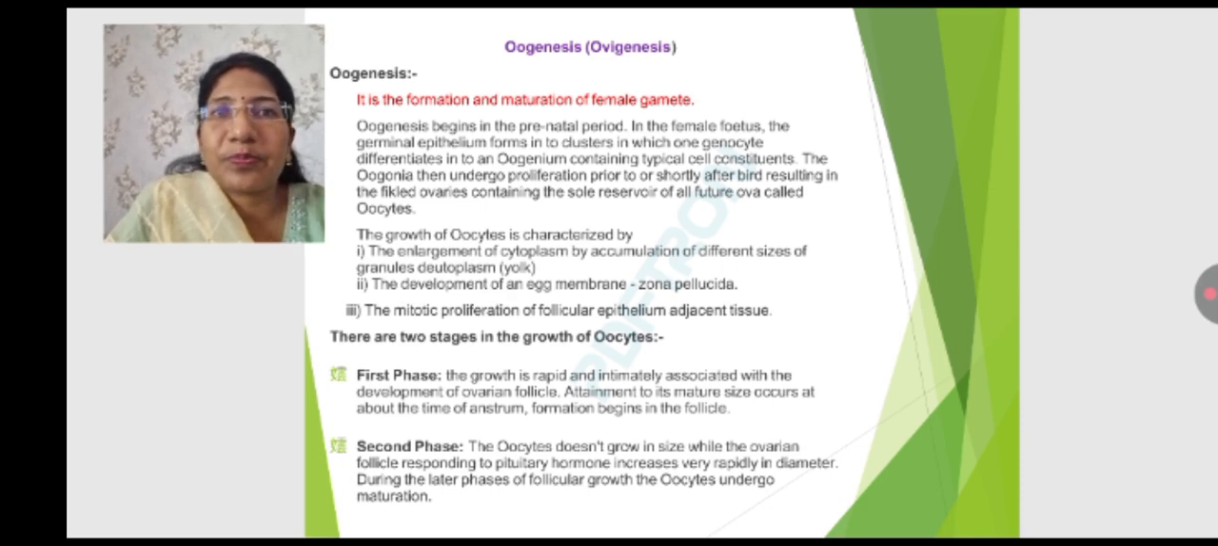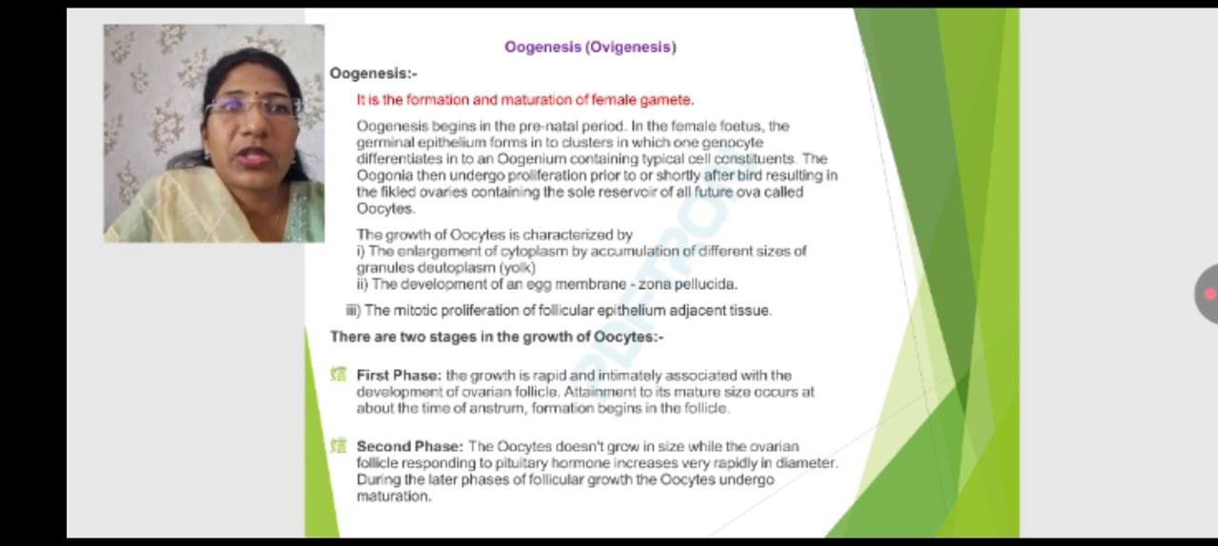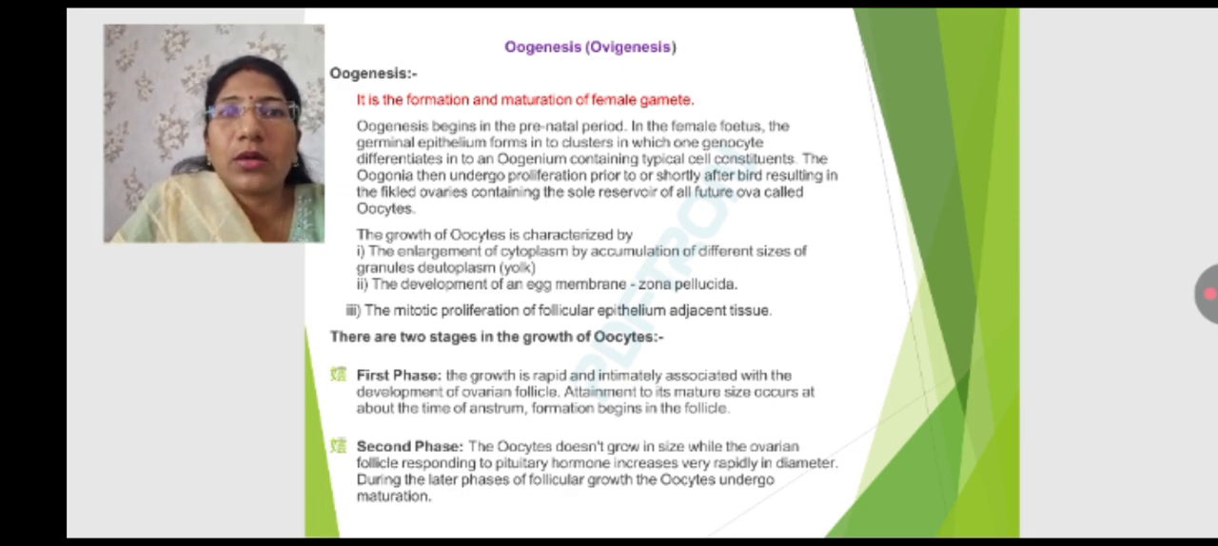In the female fetus, the germinal epithelium forms into clusters of oogonia, which can be differentiated into oogonia containing typical cell constituents or components. The oogonia then undergo proliferation, which can be prior to or shortly after birth, resulting in the formation of ovaries, which contain the sole reservoir of all future ova, which are called oocytes.